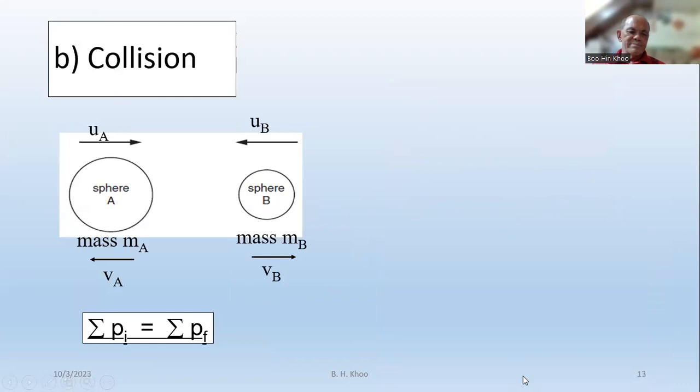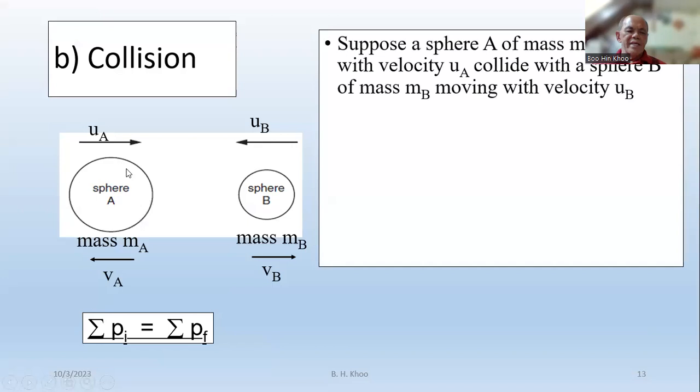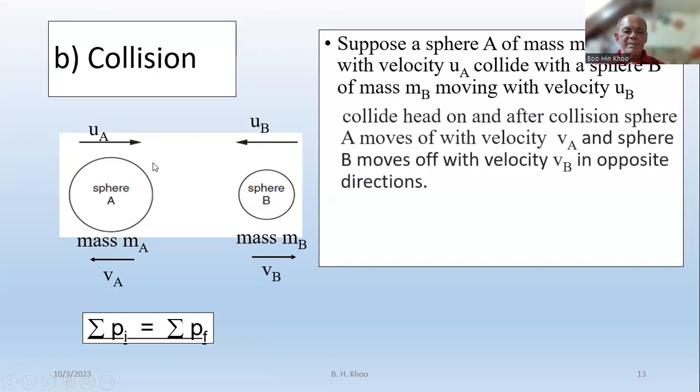Okay, collision. That's the sphere A, mass MA, moving with initial speed of UA. And that's the sphere B, mass MB, moving in the opposite direction, UB. And after collision, sphere A moves in the opposite direction, VA. Sphere B moves in the opposite direction also, VB. So we are just using the principle of conservation of momentum.